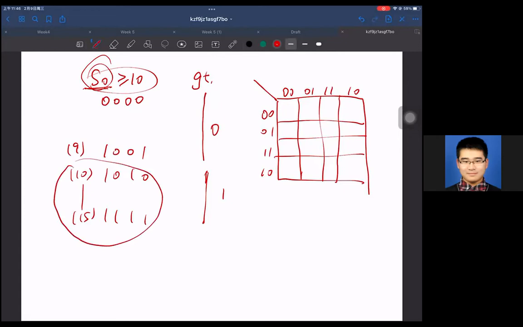So 0, 1, 2, 3, 4, 5, 6, 7, 8, 9, 10, 11, 12, 13, 14, 15. That's it. Does that make sense? Because the final GT is equal to the summation of minterms 10, 11, 12, 13, 14, 15.